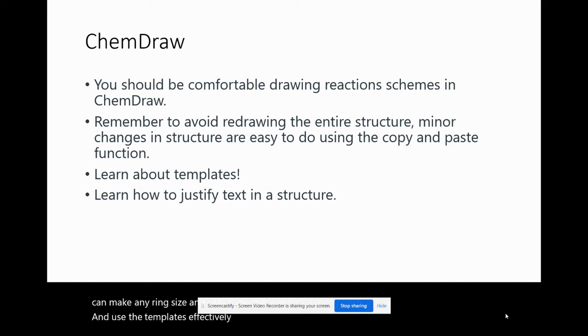And you should also learn how to justify your text in a structure. If you go under text, it'll say justify left, justify right, justify center. You want to justify it to where the bond is connected to the atom that's actually attached to it.